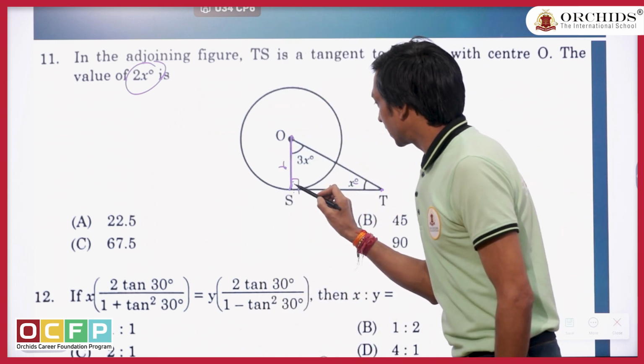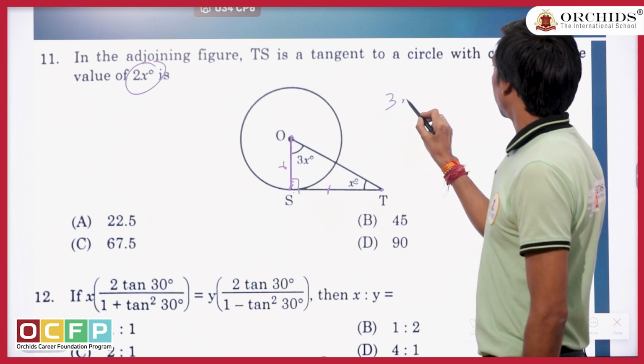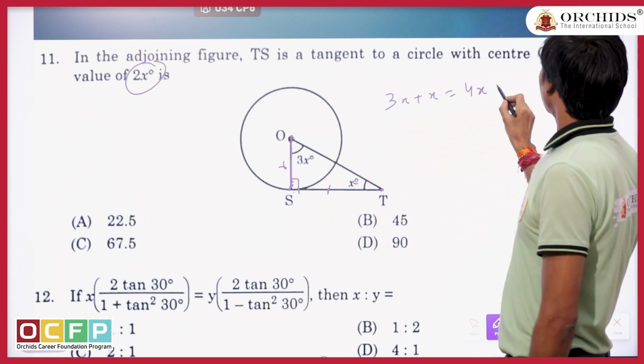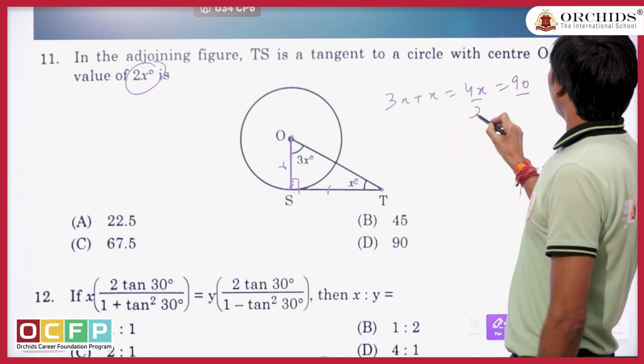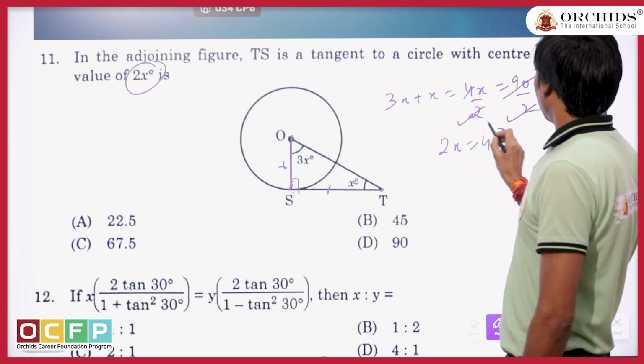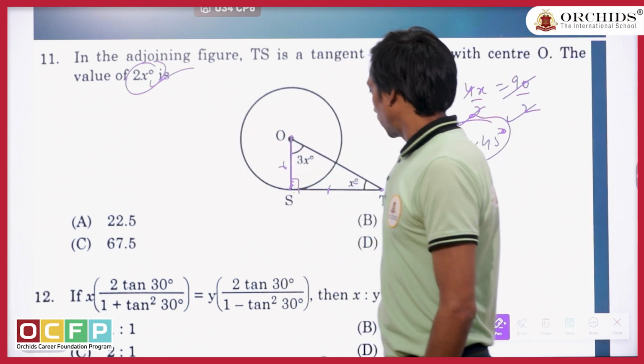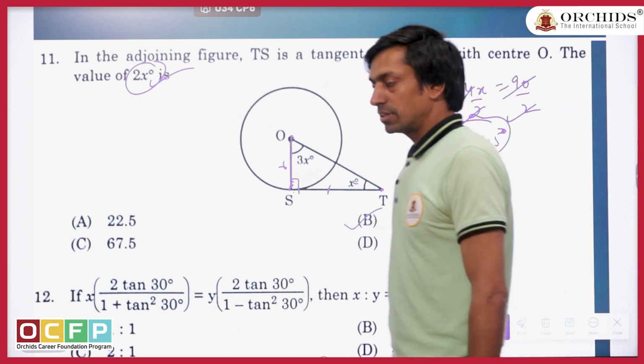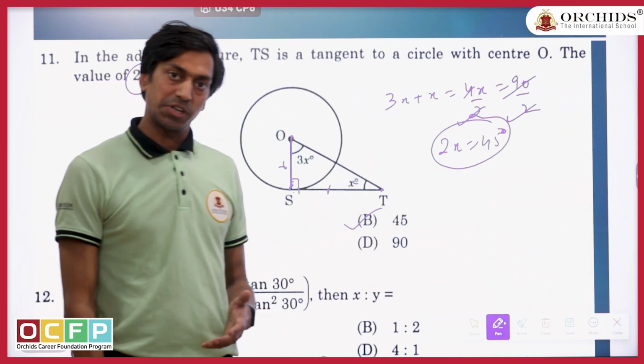We know the sum of angles of a triangle is 180 degrees. Out of that, one angle is 90 degrees. That means the sum of the remaining angles, 3x plus x equal to 4x, must be equal to 90 degrees. If we divide it by 2, we'll get how much? 2x is equal to 45 degrees, and they are asking us the value of 2x. So the 2x value is how much? 45 degrees. So that is the required answer for this particular problem.